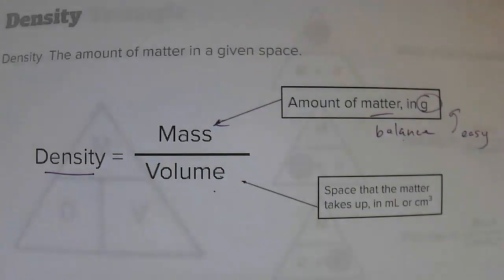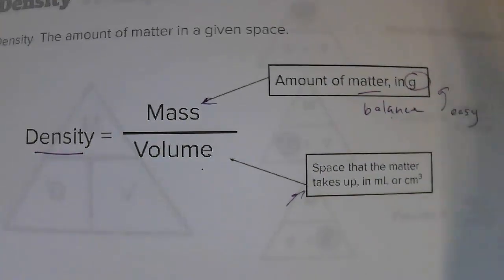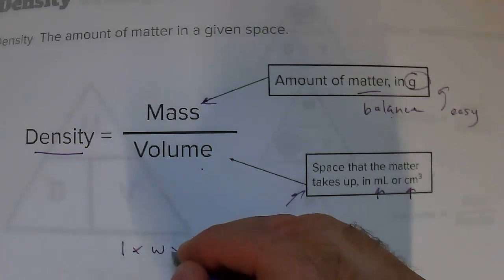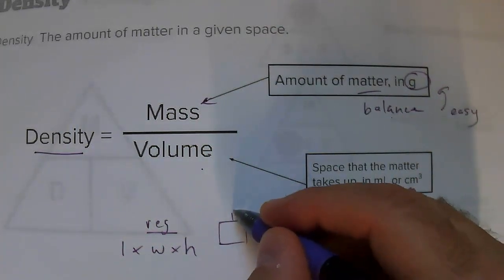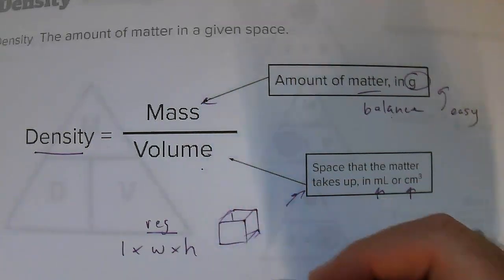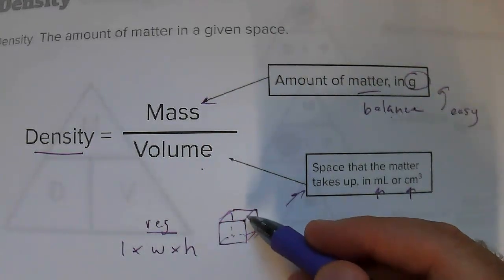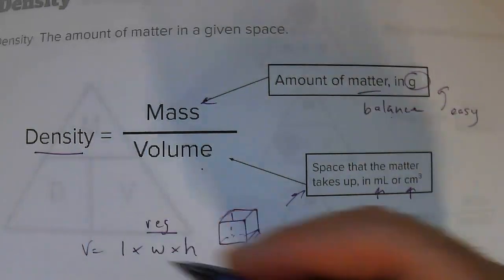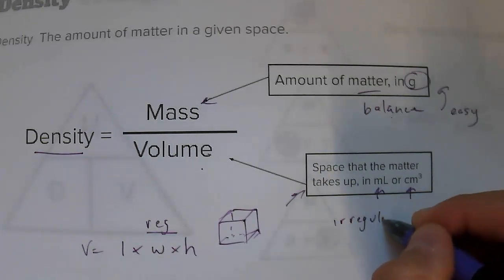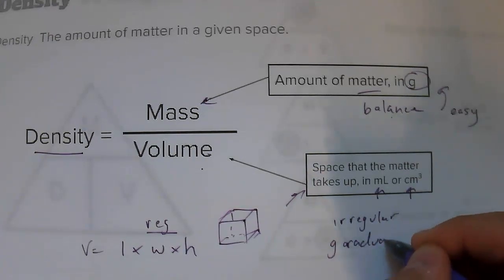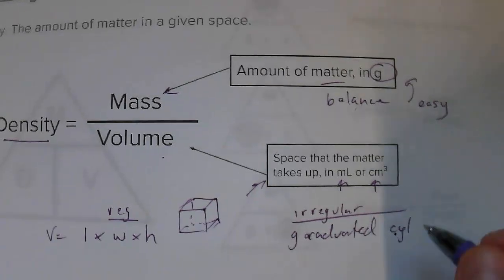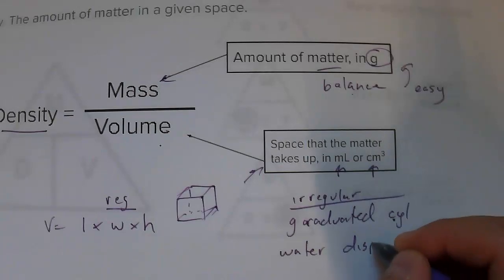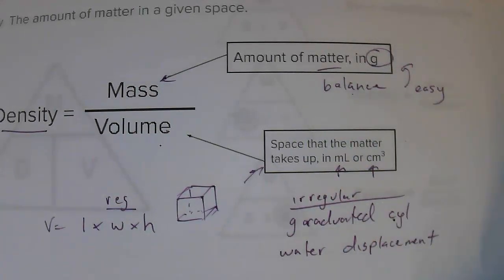The volume is also pretty straightforward. It's the space that something takes up, and the units are either milliliters or cubic centimeters. We measure volume using length times width times height if it's a regular object, like a cube. If it's an irregular object, you would use a graduated cylinder and the method we call water displacement. We did this in the first lab.